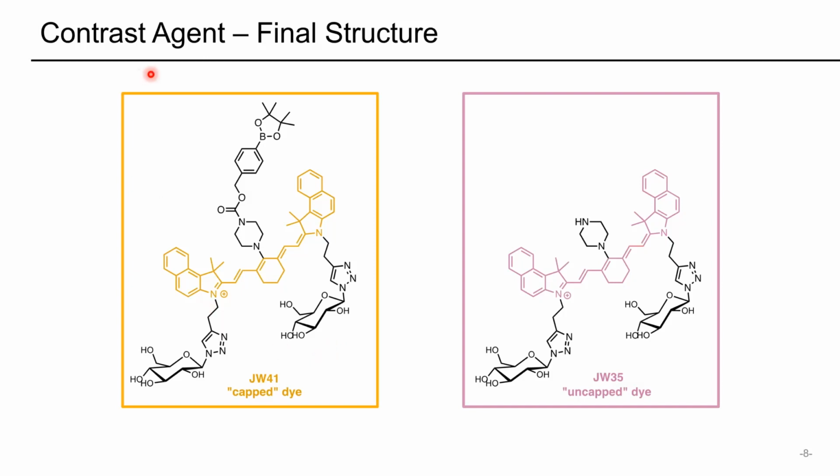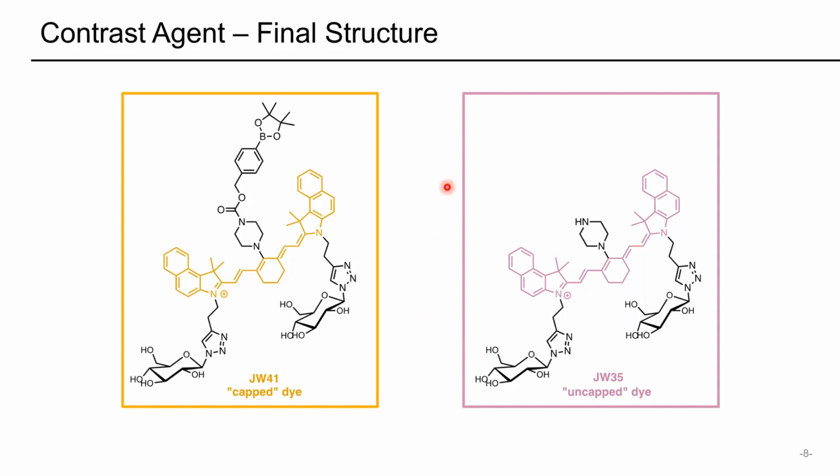In the following, I will always highlight our starting contrast agent, the capped dye, which has the hydrogen peroxide group still on, in yellow, and the uncapped dye, which results after reacting with hydrogen peroxide, in purple.